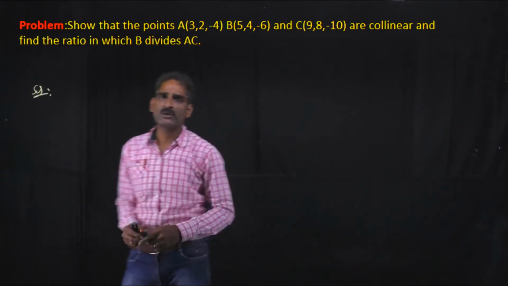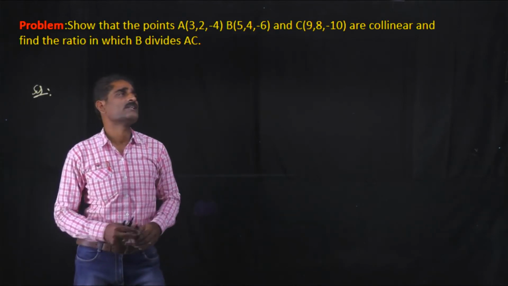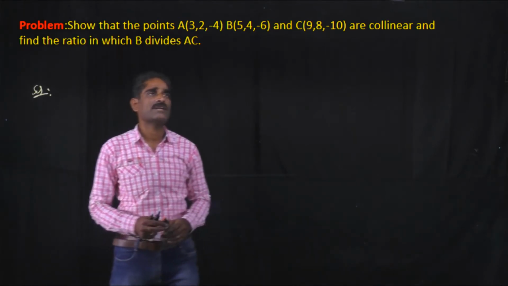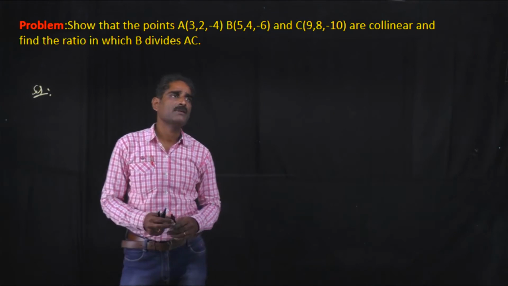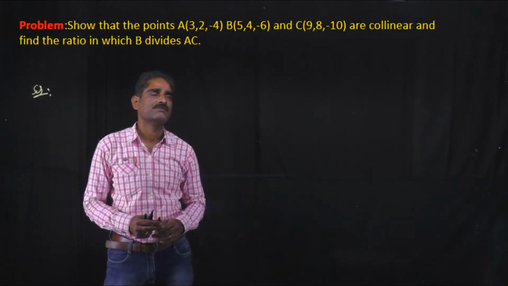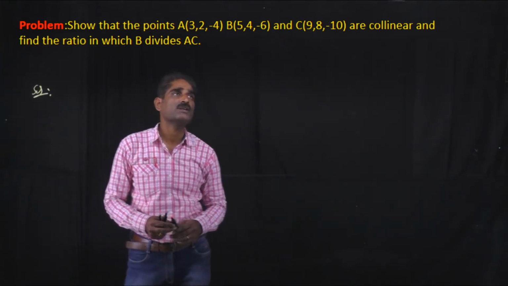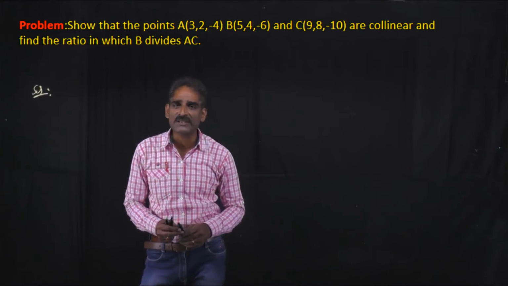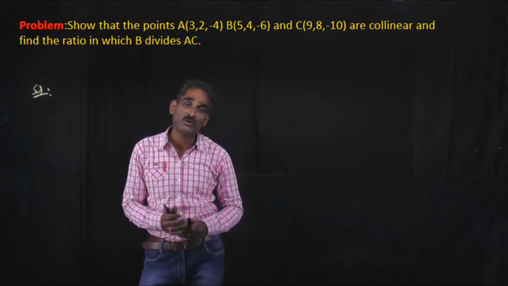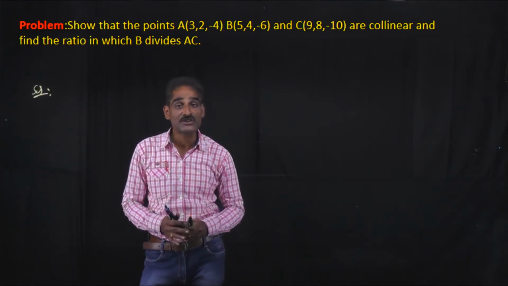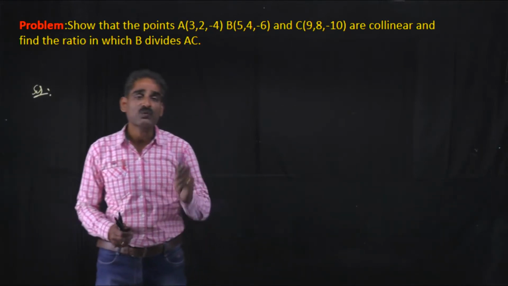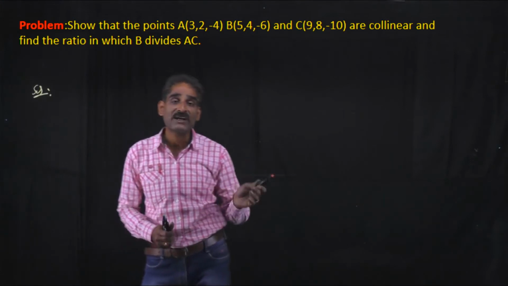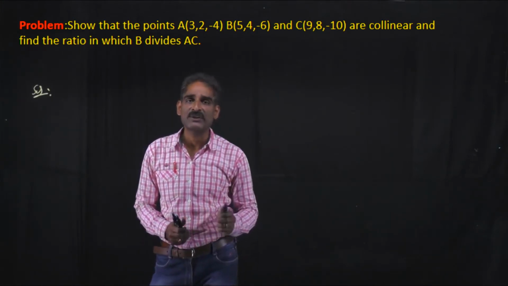Okay, see this problem. It is an important problem. Show that the 3 points are collinear and find out the ratio in which B divides AC. So first of all, we have to prove that the 3 points are collinear. There are two ways. One is by using the length, the other one is by using the section formula. All of you know how to find the ratio in which a point divides the line segment joining A and B.